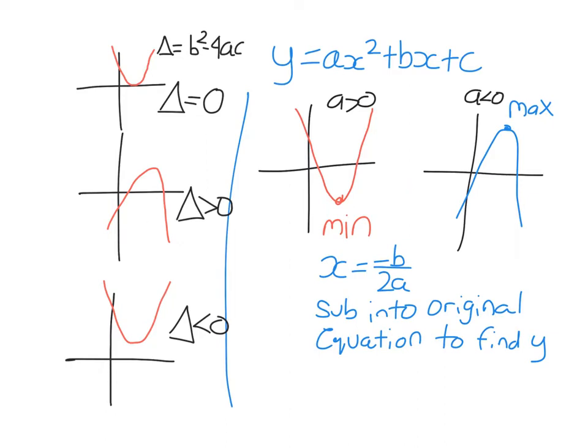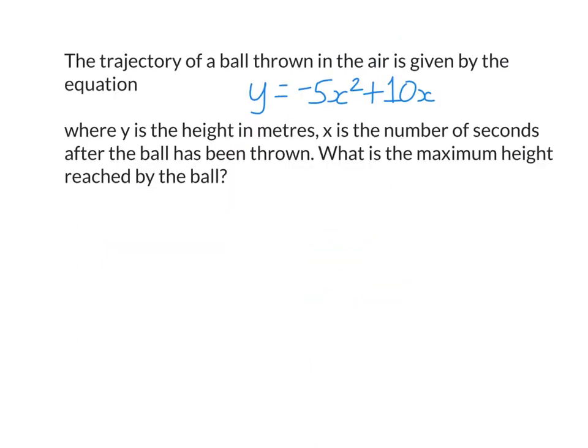Let's now look at an actual example. The trajectory of a ball thrown in the air is given by the equation y equals minus 5x squared plus 10x. Here x is the number of seconds after the ball has been thrown, and y is the height in meters. We're going to calculate the maximum height reached by the ball.